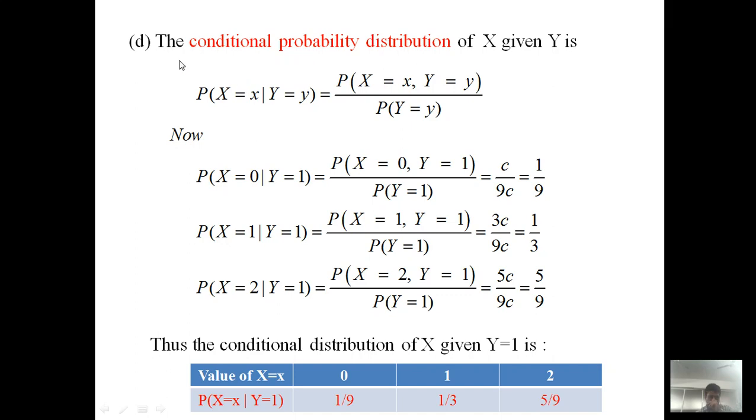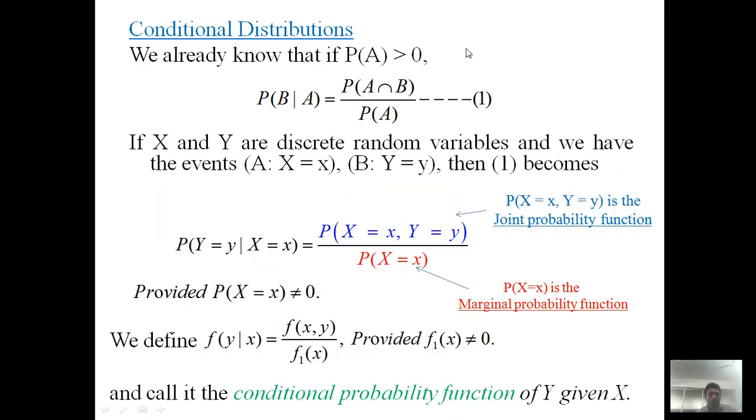Lastly, we have to find out the conditional probability distribution. So see the definition of conditional distribution. The conditional probability function of y given x is represented by probability of y given x. Here, given x is the last term, and the conditional distribution is equal to the joint probability function upon the marginal function. The denominator must be the last term, x is equal to x.